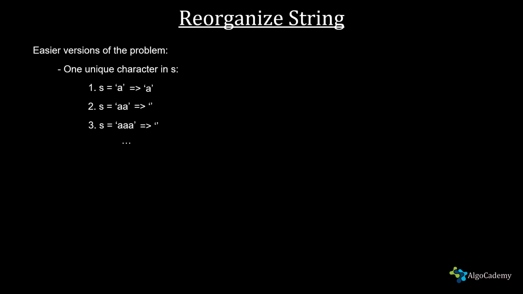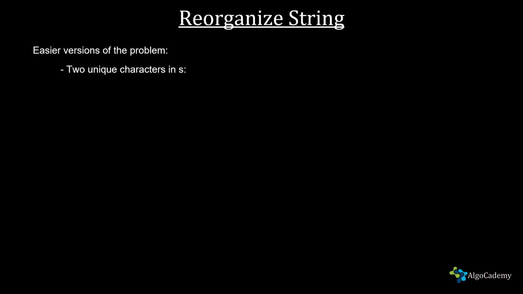Same if S has length 3, and so on and so forth. So this problem is actually pretty simple. We should just see what is the length of S. And if this length is 1, then we should return S, as it is the only case where we have a valid solution, and if not, we should return an empty string. Let's move on and make the problem a little bit more complicated.